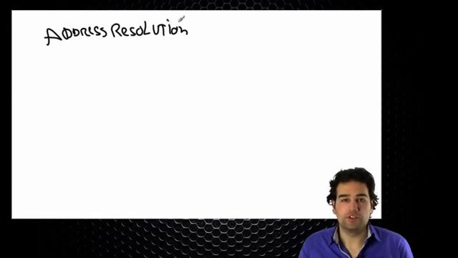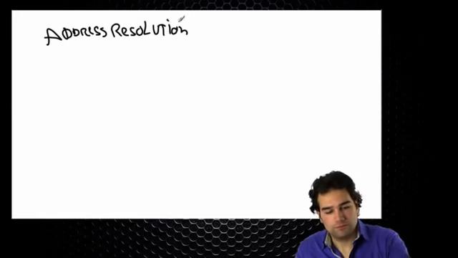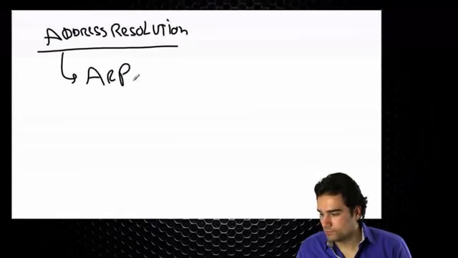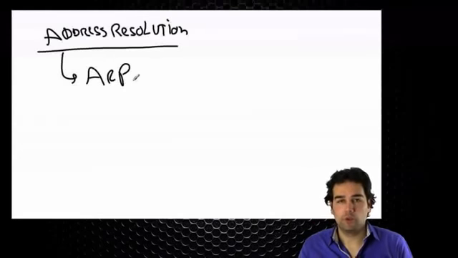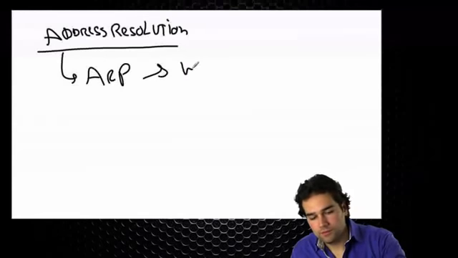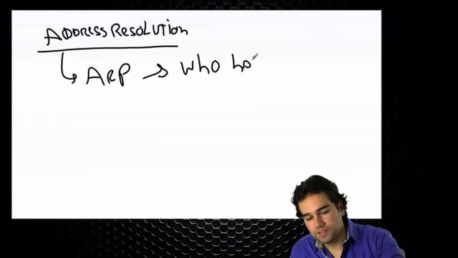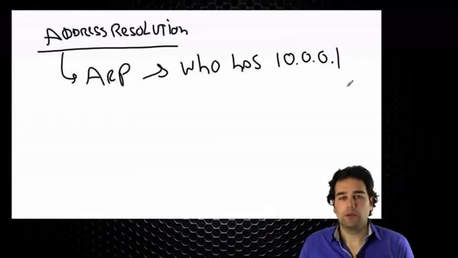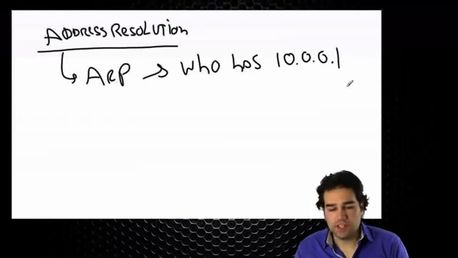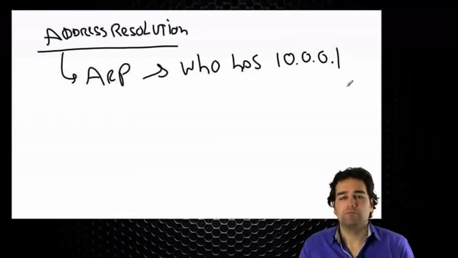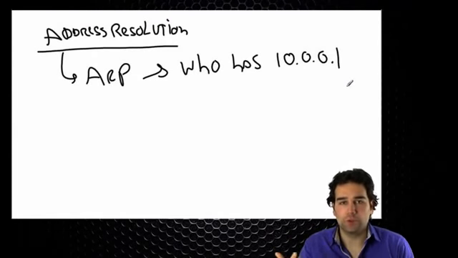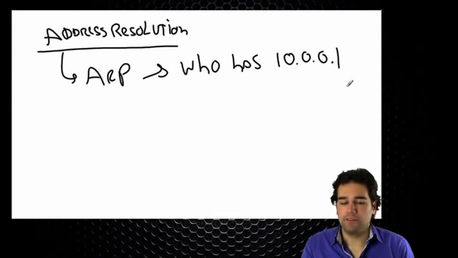What is address resolution in Ethernet? I use ARPs. I send out a request to the network saying, who has 10.0.0.1? And I will get a reply saying, this guy has it, with this MAC address. And now I can start forwarding traffic. So I want to have a bit of the same concept here.